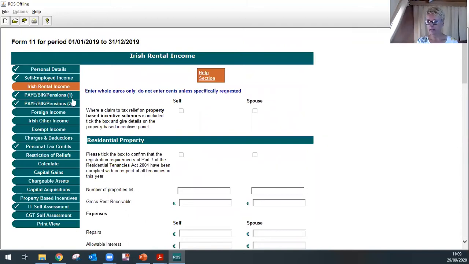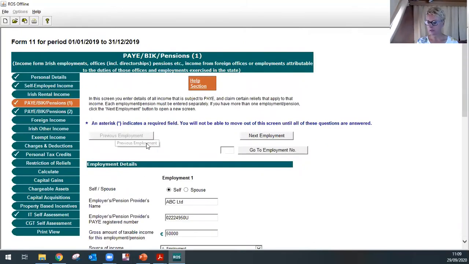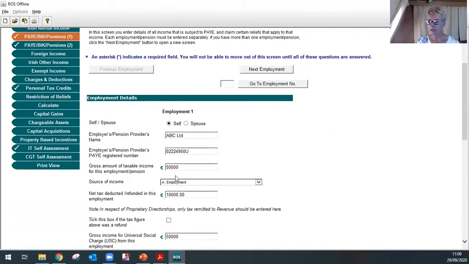Irish rental income, again, we will not go through this one. I already said what it was. This one will relate to employment. Because John is employed as a PAYE worker, his employment income will go into this section.